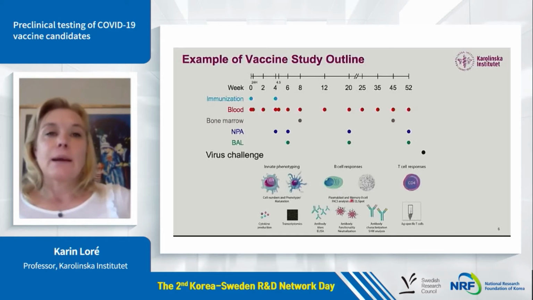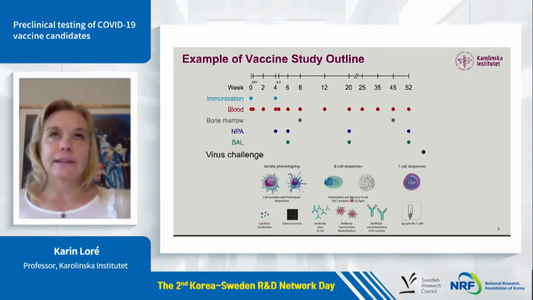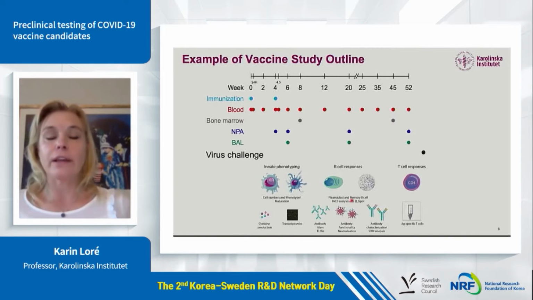So this is an example of a vaccine study outline. As I said, the clinical studies are already going on. So what is the purpose then of doing non-human primate testing at the same time? Well, it's actually critical, because we now have to turn every rock, learn as much as we can of how these vaccines are working and how they interact with the immune system and any potential side effects and all the information we can get. So this is of utmost importance.